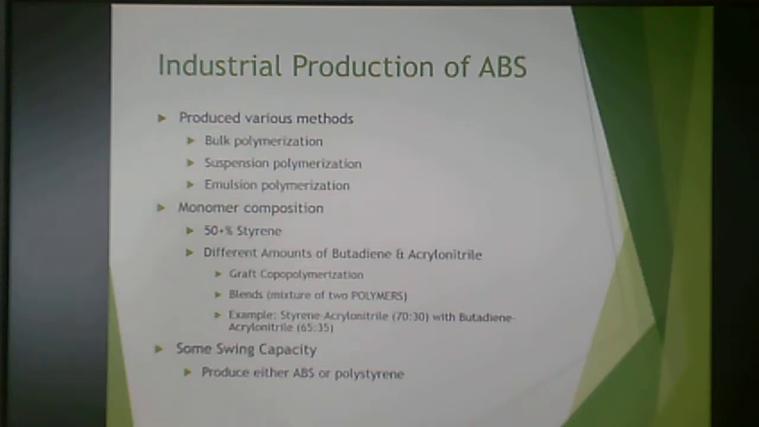Sometimes they do this in a graft polymerization. Sometimes they will blend, which is a mixture of 2 polymers. So sometimes they will make styrene acrylonitrile and butadiene acrylonitrile, and blend those 2 together to give you an ABS. Typically, if a facility makes polystyrene, they also have the swing capacity to make ABS.